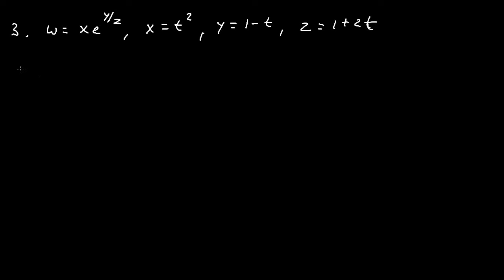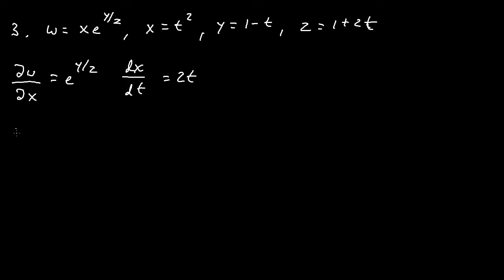So first let's find the partial derivative of w with respect to x. We're just going to look at the partial derivative of this equation, but in this case x is the variable, everything else is treated as a constant. So the derivative of x e to the y over z is simply e to the y over z. Now dx/dt, deriving the x equation, the derivative of t squared is simply 2t.